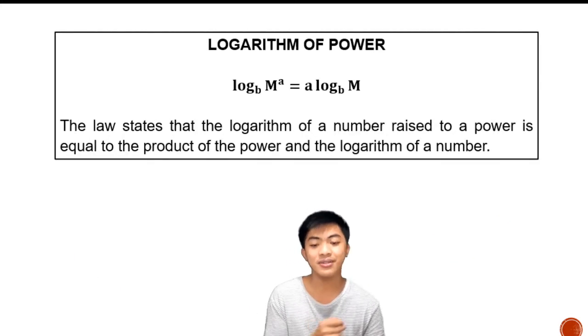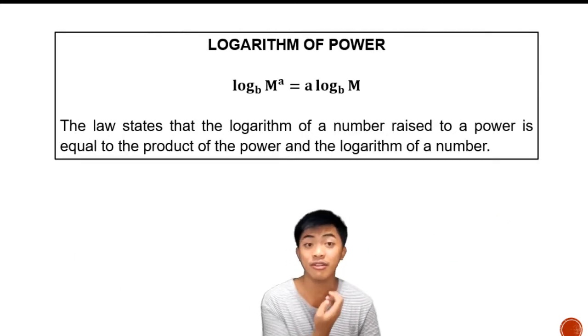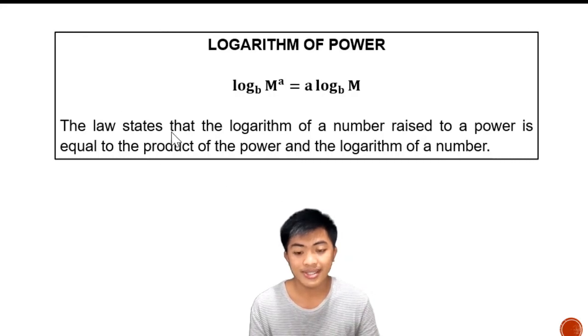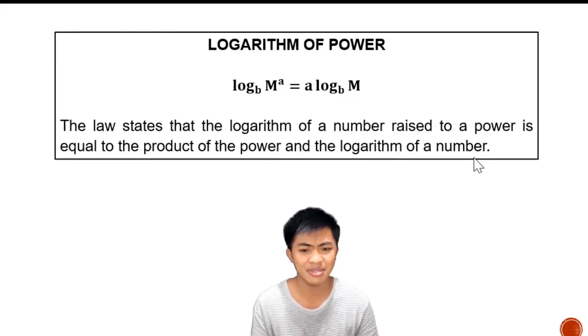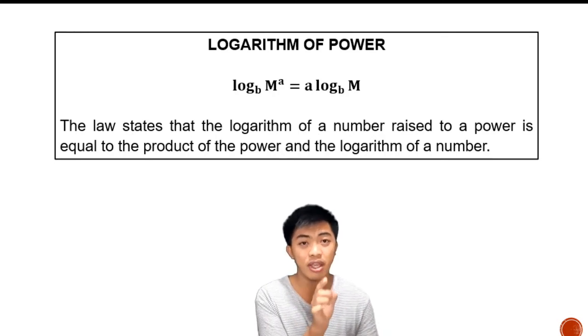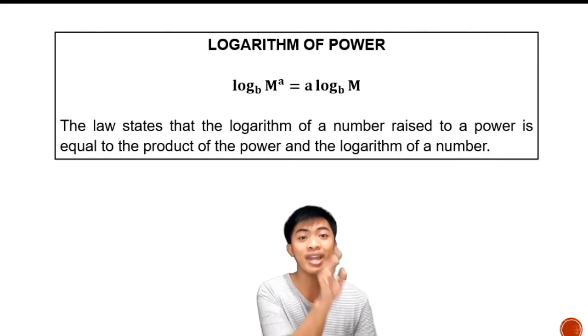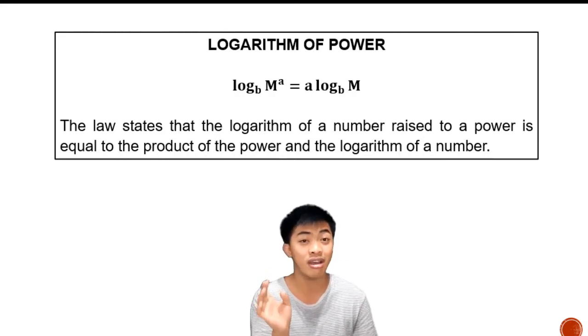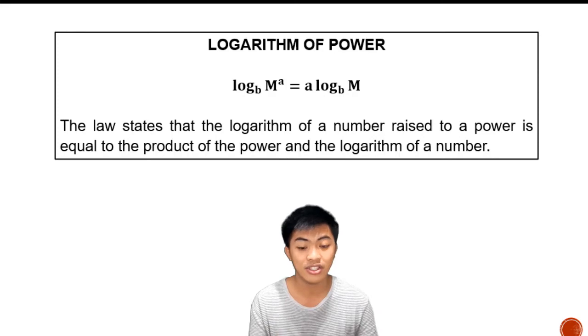Now let's go to the last one, the logarithm of power. This law states that the logarithm of a number raised to a power is equal to the product of the power and the logarithm of the number. Sounds complicated, but this is just how you're going to do it. Now, if the argument is raised to an exponent, you can get that exponent and just write it just before the log expression. Let's try to do that.